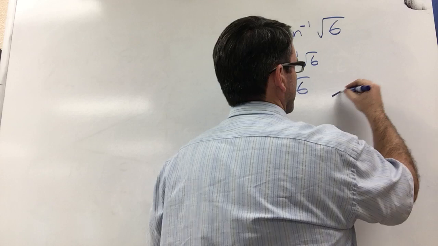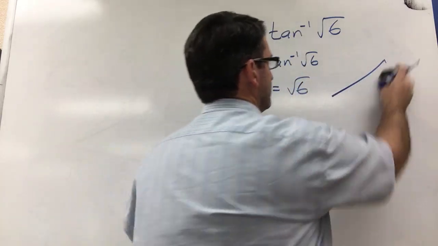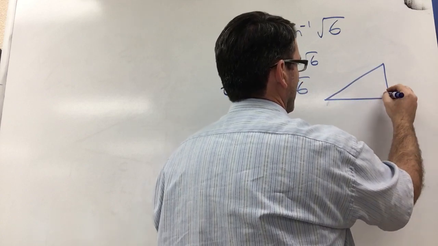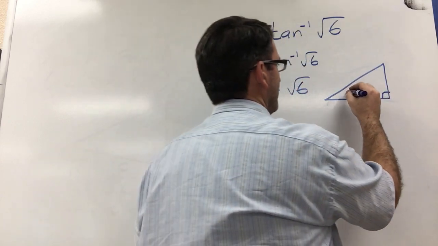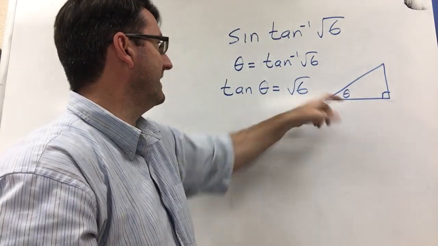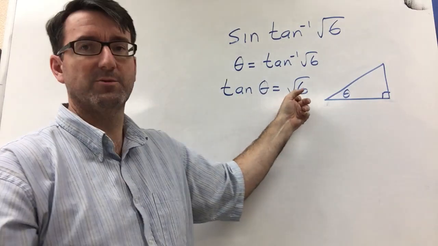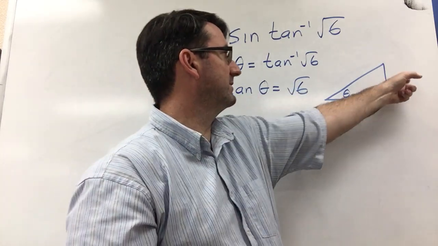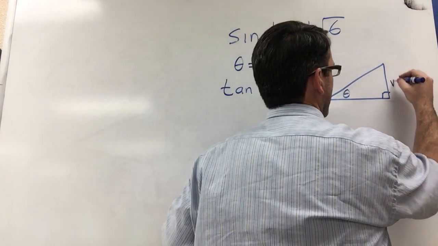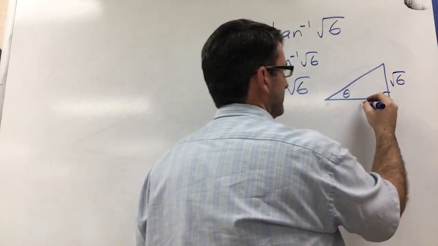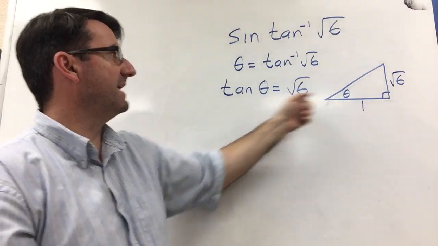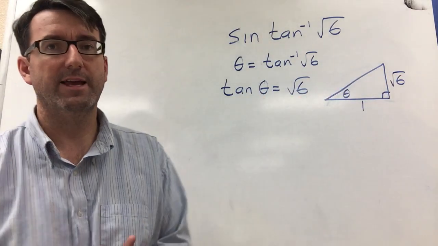So let's draw a little picture here. We'll just draw a picture of a right triangle. And it doesn't matter what your triangle looks like as long as it's a right triangle. And we're going to call this angle right here theta. And so if this angle is theta and the tangent of theta is equal to the square root of 6, remember tangent is equal to the opposite side divided by the adjacent side. So let's make this opposite side square root of 6, and we'll make this adjacent side 1. So now we have a picture of what this tangent of theta equals square root of 6 looks like.